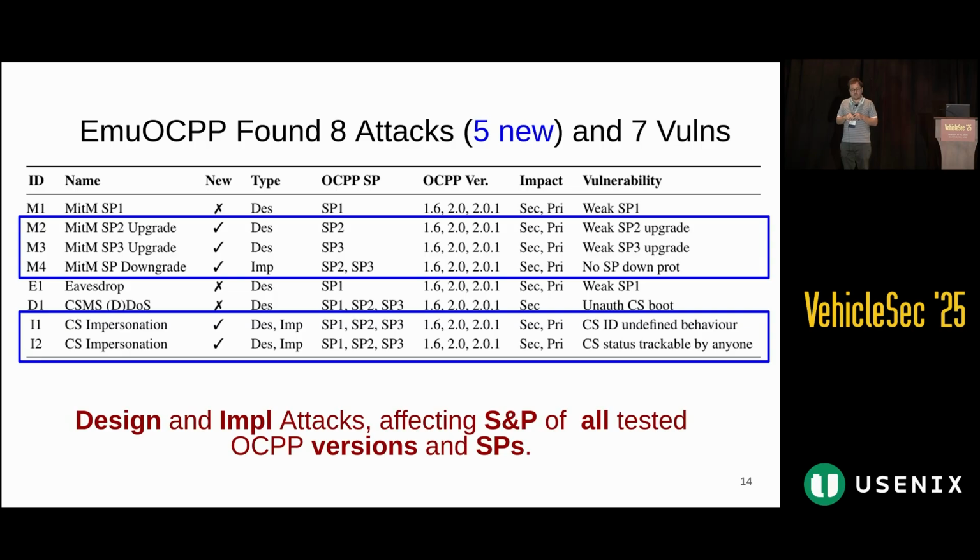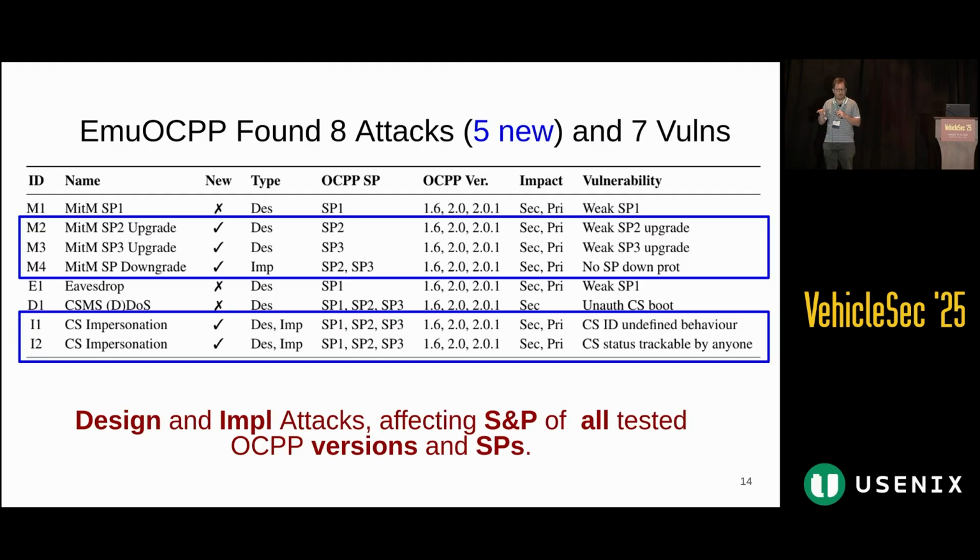We found a denial of service attack that can be mounted in a distributed manner to take down the full OCPP network. And also we found 2 impersonation attacks, which are taking advantage of a mix of design and implementation vulnerabilities on the protocol.